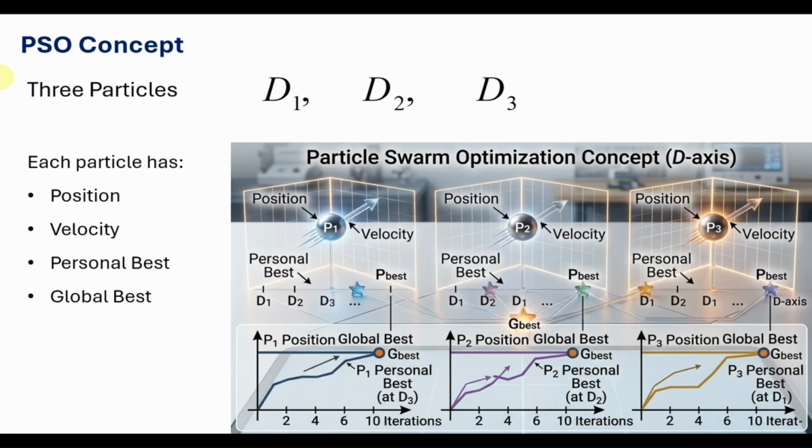In our implementation, we use 3 particles. Every particle has a position and a velocity. The position represents the current duty cycle. Each particle also remembers the best position it has personally found. This is called the personal best, or P-best. At the same time, the entire swarm remembers the best solution found by any particle. This is called the global best, or G-best. The particles then use both their personal experience and the experience of the entire swarm to determine their next position.